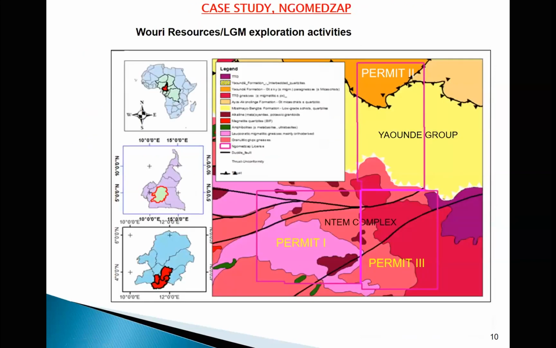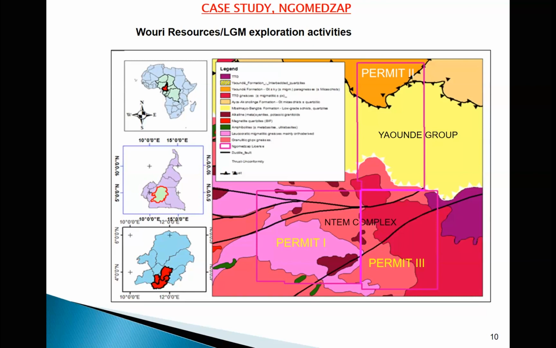So what next? It is on the basis of this promising geology that the company Wori Resources and Luso Global Mining acquired 3 exploration licenses on the Ntem complex, Ngomeza Permit 1, Permit 2, and Permit 3. Together they constitute the Ngomeza base metal project, where, as I said, we are looking for things like copper, nickel, but also the critical elements, lithium, and so on, with an eye also on gold.